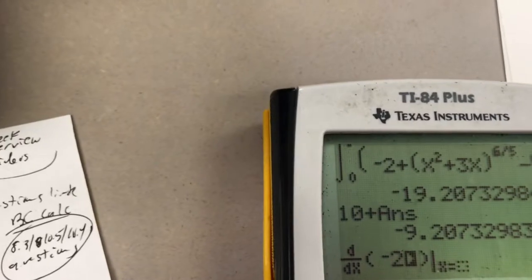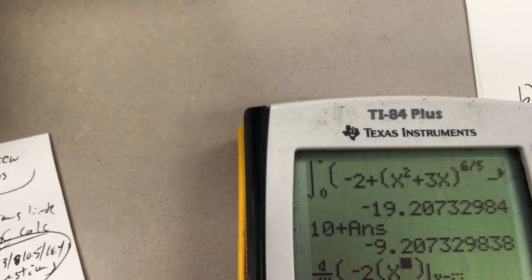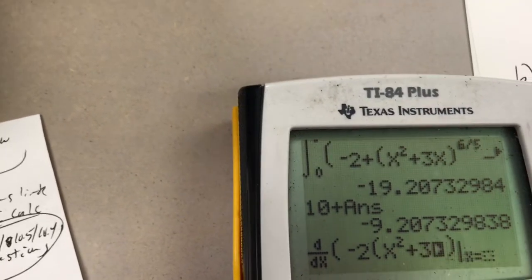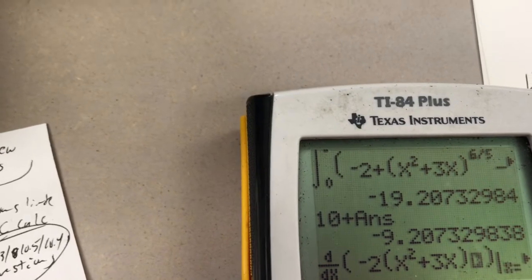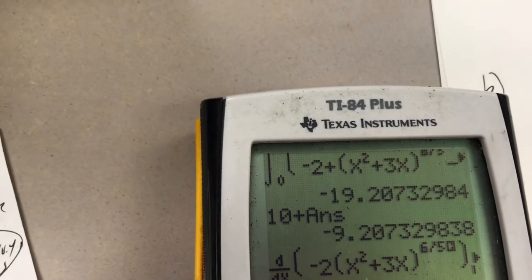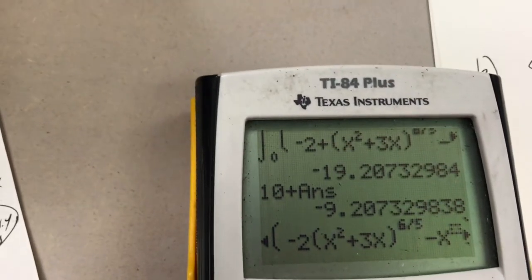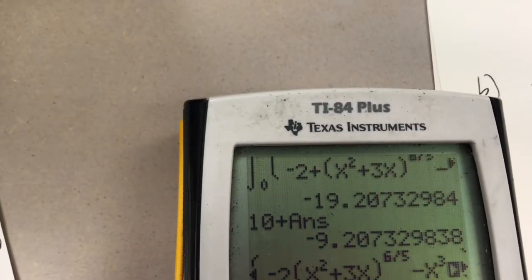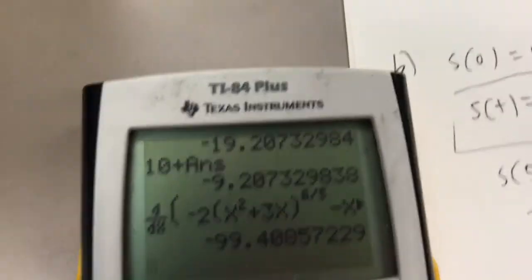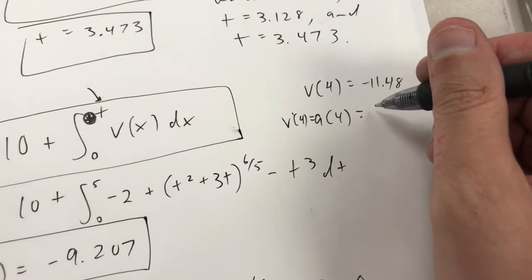And your function is negative 2 times the quantity x squared plus 3x, all taken to the 6/5 power, minus x cubed. And we want to take the derivative when x is equal to 4, okay? And that's going to be also negative. It's about negative 99.409.